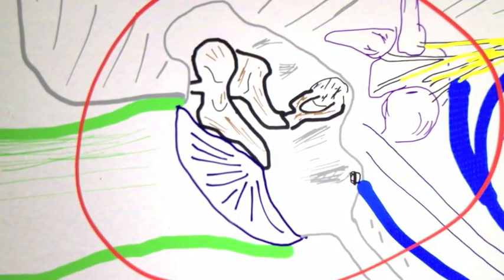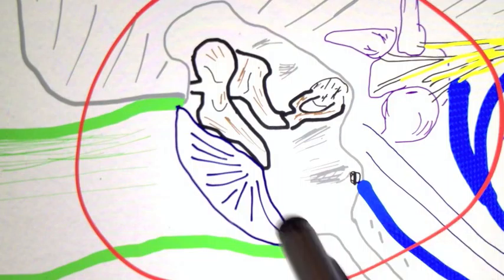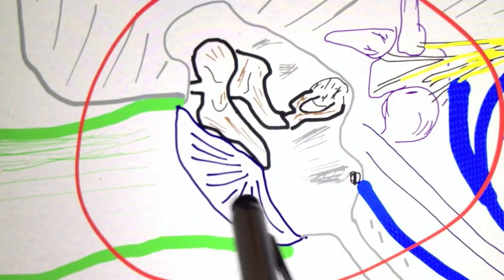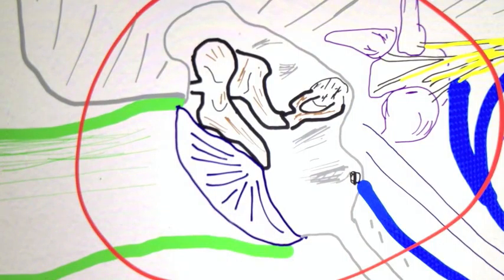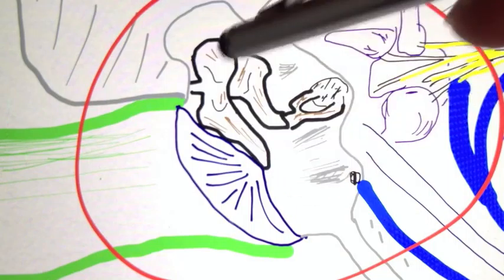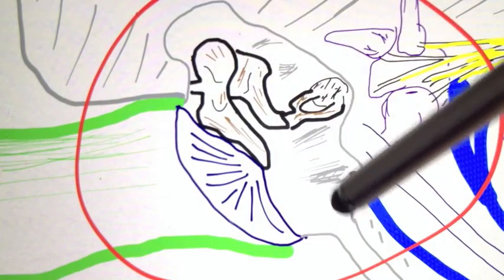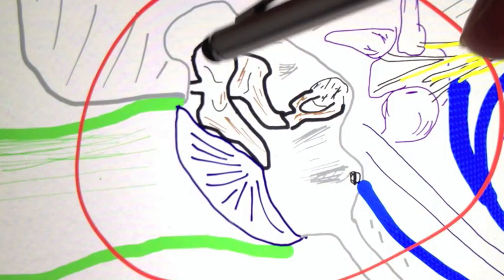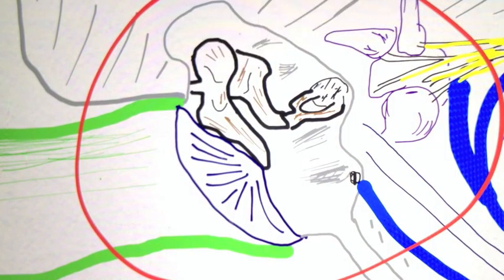Okay, so the middle ear is separated from the external ear by this eardrum, also called the tympanic membrane. Inside the middle ear is a tympanic cavity, and inside this cavity are three bones called ossicles. So here's the malleus here, here's the incus here, and here's the stapes.